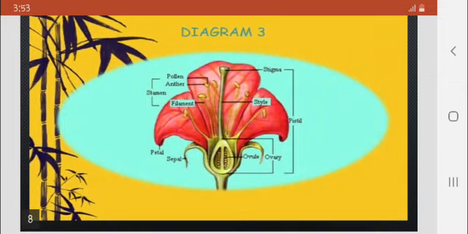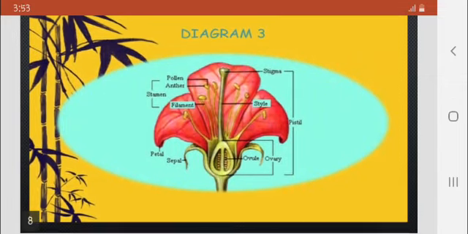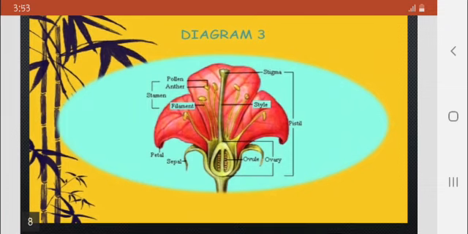This is also the diagram of the flower. You have different parts of the flower, and you can see stigma, style, ovary, ovules, anther, filament.